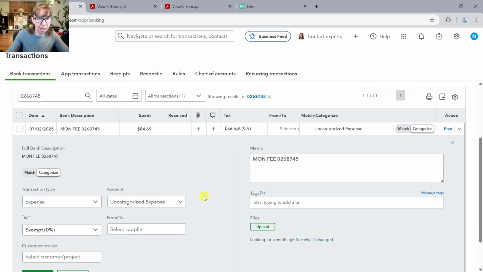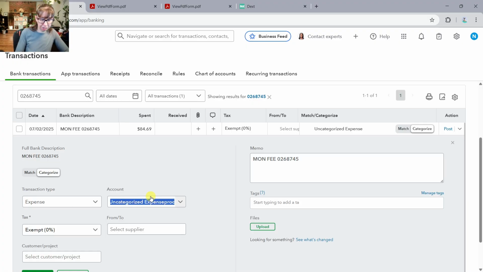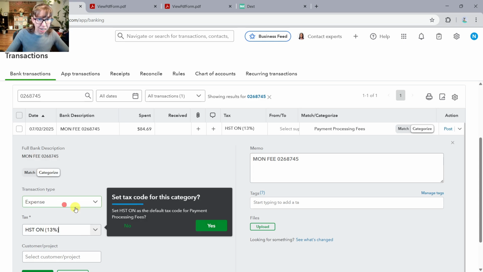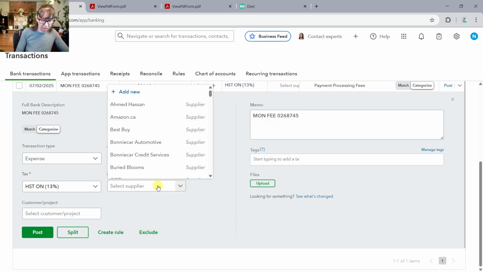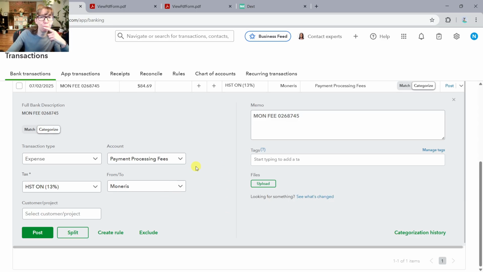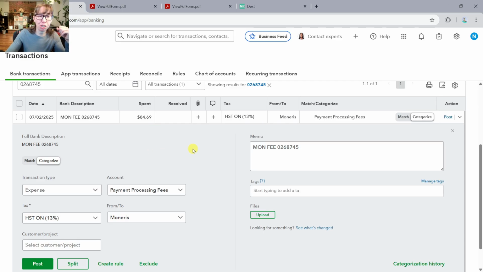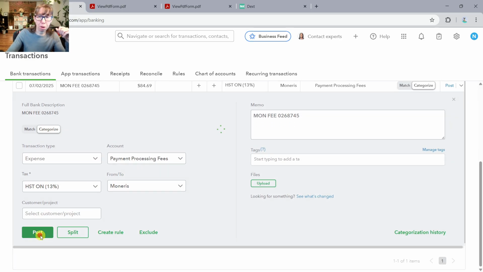So I'll expand this out. This is the processing fees. And this one has HST, and then we'll say Moneris. I'm not going to create a rule because I'm not sure if it's going to be 13% every single month. One thing I can do is track it month over month till I see a pattern and maybe then make that assumption. I'm going to go ahead and post this.